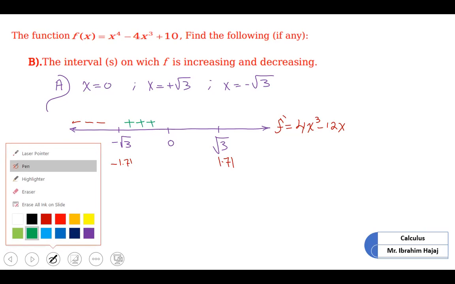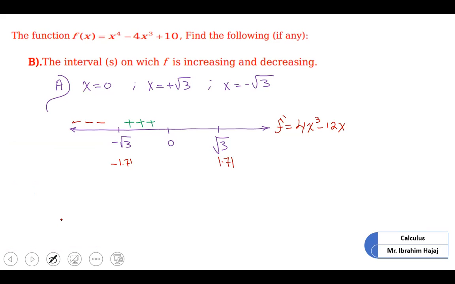Yes, let's return back here and check between 0 and radical 3. Between 0 and radical 3, like 1, substituting 1 gives 4 minus 12, which is negative. It's so easy. And any value greater than 1.71, greater than radical 3, like 2, gives here positive.